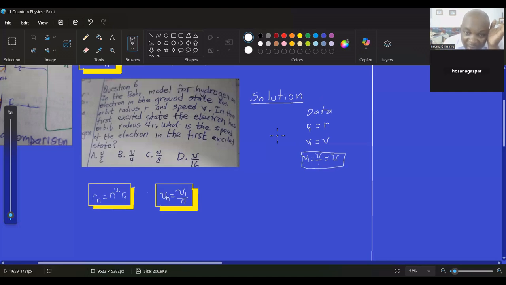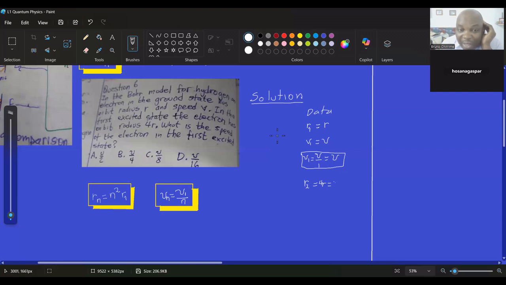How about the radius? Now they say there is the first excited state of the electron. What number will you attribute to the first excited state? Oh, R2 is equal to 4R? Good. Of course, this 4R is due to the orbit radius.